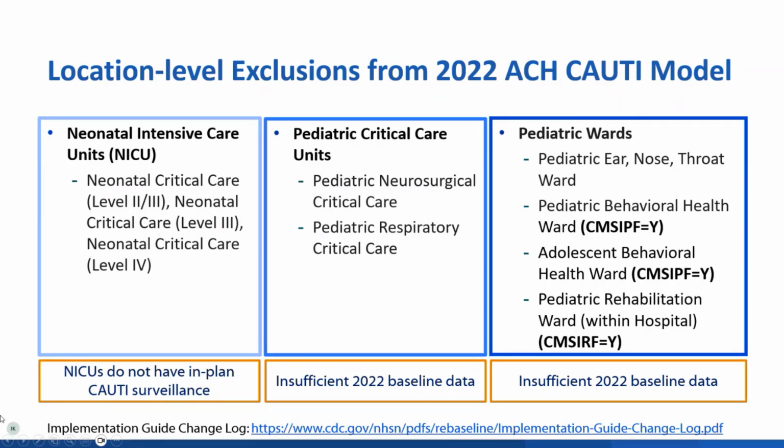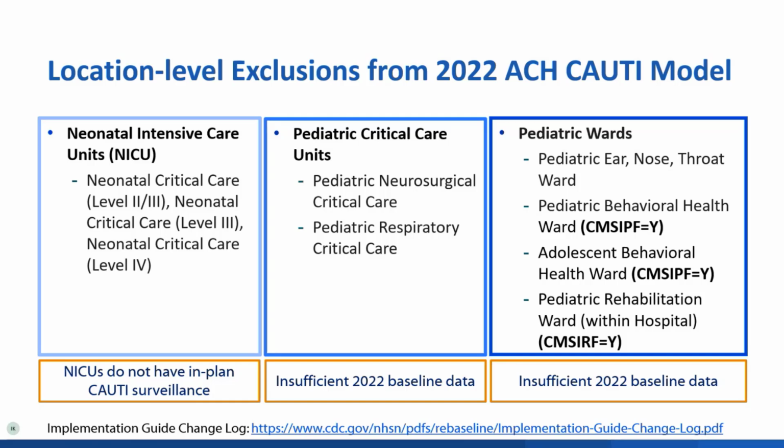On this slide, we're highlighting the specific hospital locations that are excluded from the 2022 acute care hospital CAUTI model. First, several NICU locations are excluded because they do not have in-plan CAUTI surveillance within NHSN. This includes various levels of neonatal care units, your level 2s, 3s, and level 4s. Second, pediatric critical care units are excluded due to insufficient 2022 baseline data. These include the pediatric neurosurgical and respiratory critical care units.